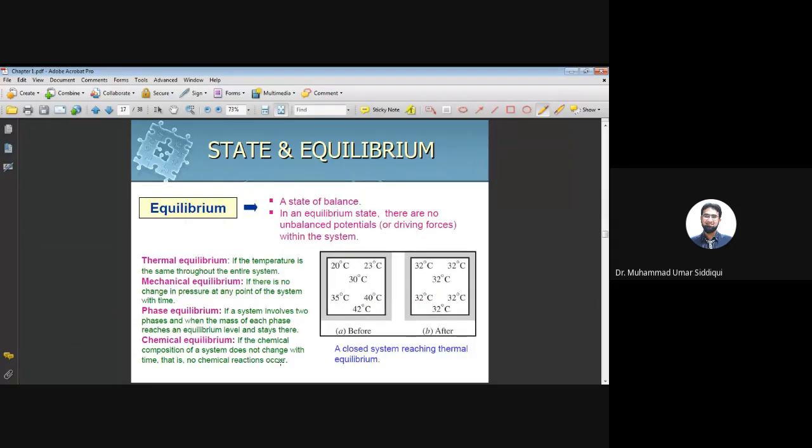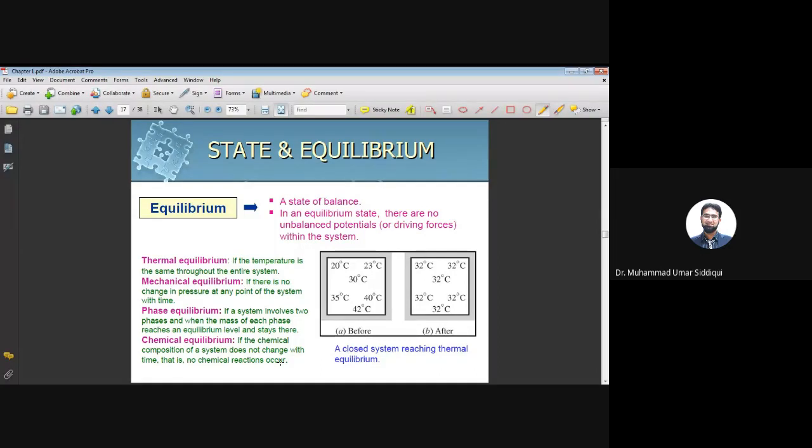Okay, when we talk about equilibrium in thermodynamics, we have different types of equilibriums. The first type is thermal equilibrium. Thermal equilibrium is when the temperature is the same throughout the entire system. Suppose we have a system, and within the system, the temperature is the same throughout. So it's not changing at all. So we say that this system is in thermal equilibrium. Thermally, temperature is not changing. Then we have mechanical equilibrium. In fluid systems, when we talk about mechanical, we mean pressure. So if the pressure in the system is not changing at any point of the system with time, we say that that system is in mechanical equilibrium.